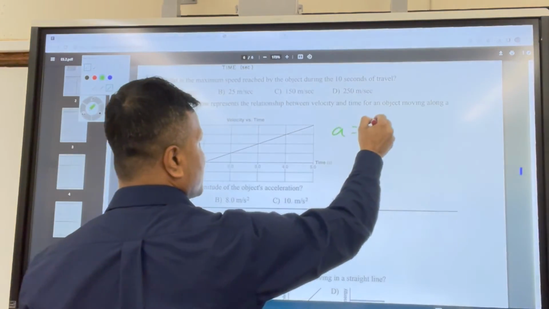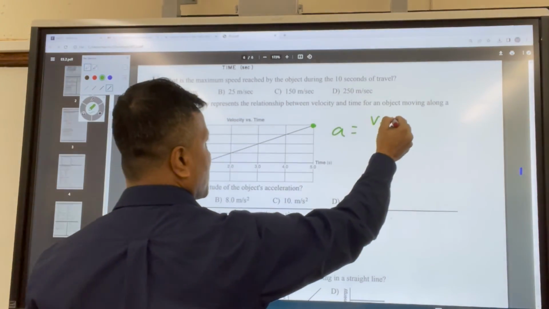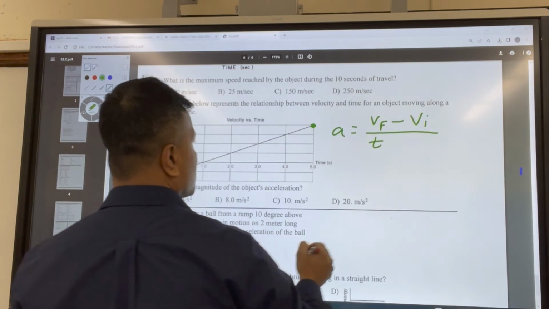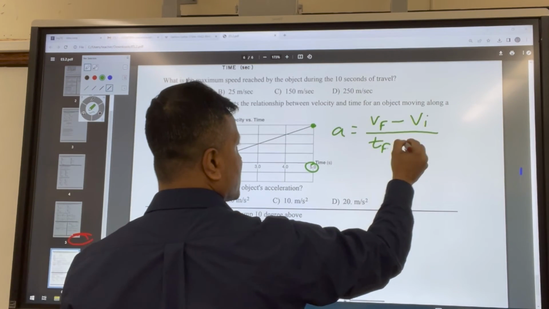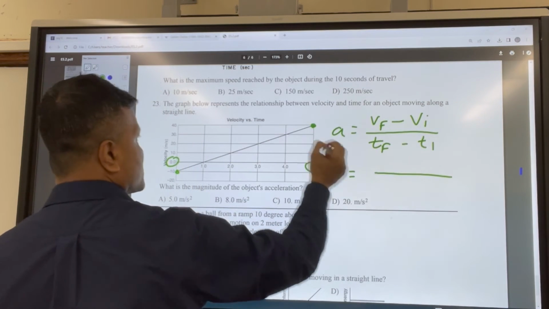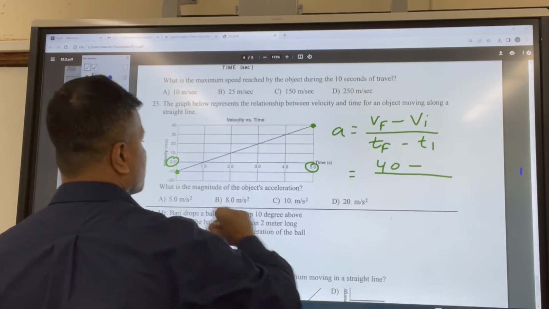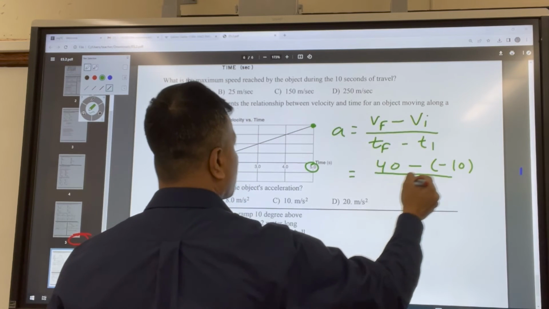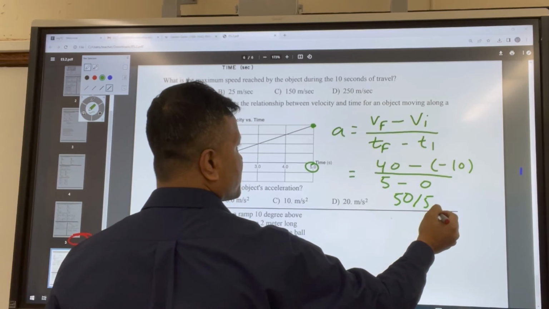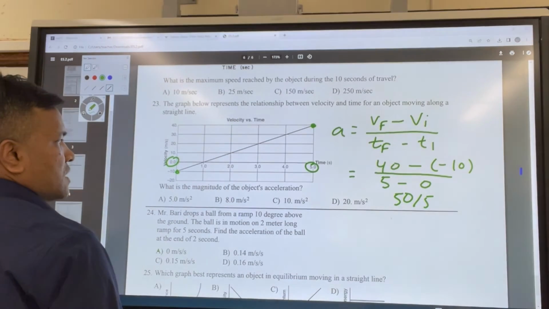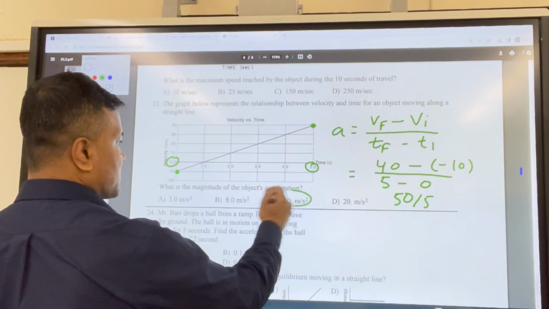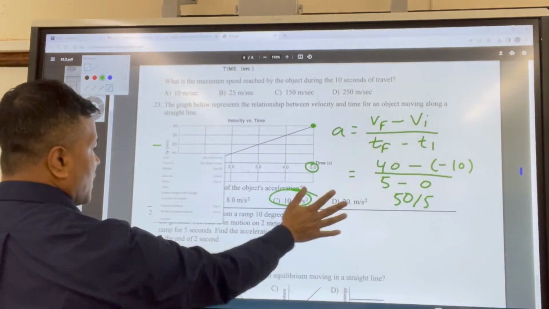Again, acceleration is Vf, which is this one, minus Vi, which is this one, divided by Tf, which is this one, minus Ti, which is this one. Okay, so let's do it then. This one is 40 minus this one, which is minus 10. Tf is 5 minus 0. So you have 50 over 5, which is 10. Acceleration is 10. Okay, excellent.